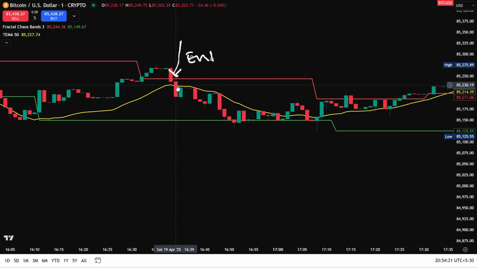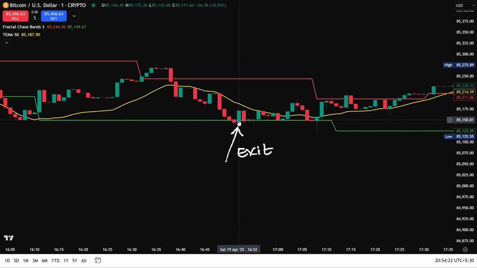Now take a look at this setup. The price has crossed below the yellow TEMA line, which signals a potential sell trade. This crossover tells us that the momentum is shifting downward, and it's a great opportunity to catch a quick move to the downside. So as soon as we see the price drop below the yellow line, that's our cue to enter a short position. But remember, a good trade isn't just about when to get in, it's also about knowing when to get out. In this case, our exit target is the support level, which is represented by the green line from the fractal chaos bands. Once the price reaches that green line, we close the trade and lock in our profits.